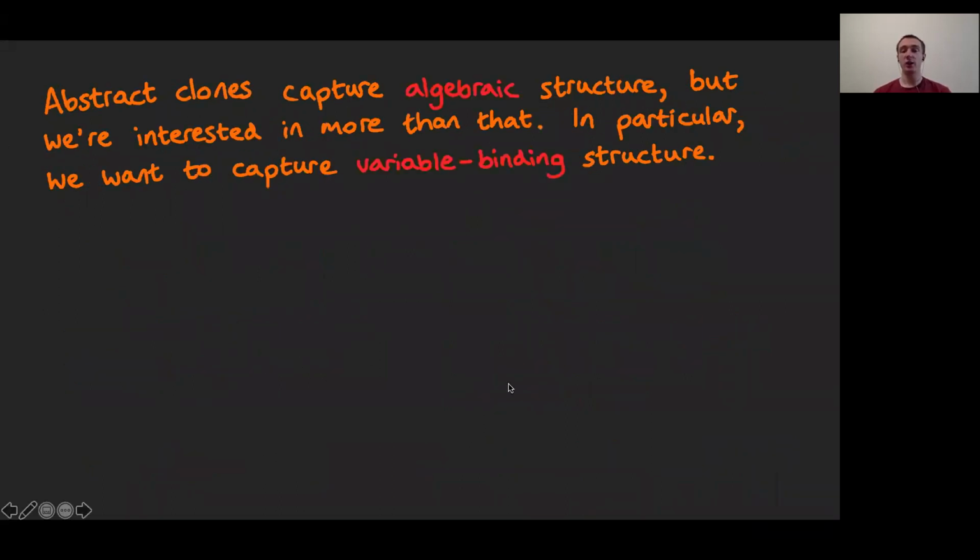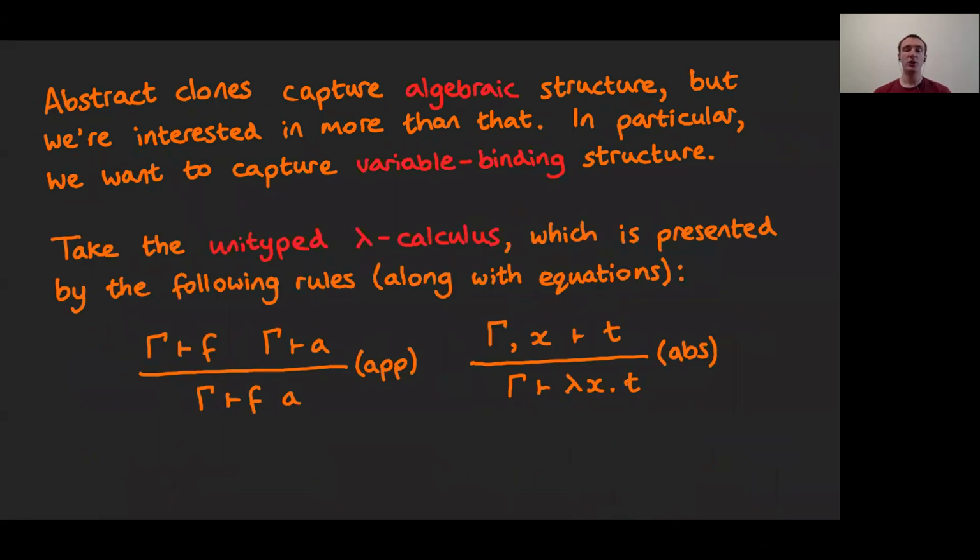Now, I said that abstract clones capture algebraic structure, but we've already said that we're interested in programming languages. So in particular, we want to also capture variable binding structure, which is not captured by algebraic structure. So if we take the unitype lambda-calculus as an example, we have two rules, the function application rule and the lambda abstraction rule. And then we have some equations as well, but we won't worry about those.